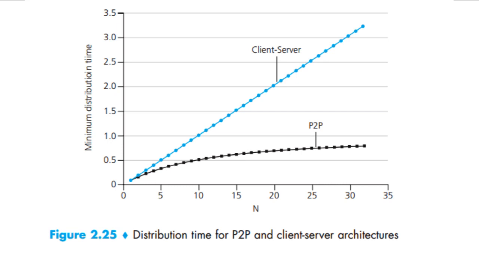We see from Figure 2.25 that for the client-server architecture, the distribution time increases linearly and without bound as the number of peers increases. However, for the P2P architecture, the minimal distribution time is not only always less than the distribution time of the client-server architecture, it is also less than 1 hour for any number of peers N. Thus, applications with the peer-to-peer architecture can be self-scaling. This scalability is a direct consequence of peers being redistributors as well as consumers of bits.